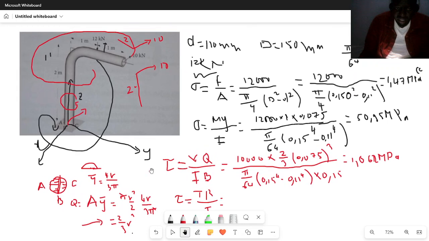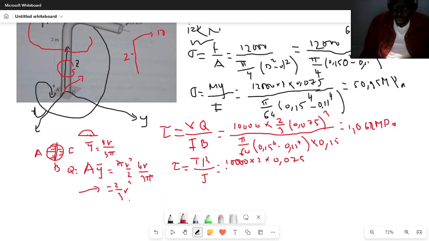So now let's see what's happening. The force is 10, the perpendicular distance in this case is 2. So you have 10,000 times 2. The radius, this big R, is 0.075. And what else do we have? We have J. What is J? J is pi over 32, times the big diameter to the fourth minus the small diameter to the fourth, like we've been doing.